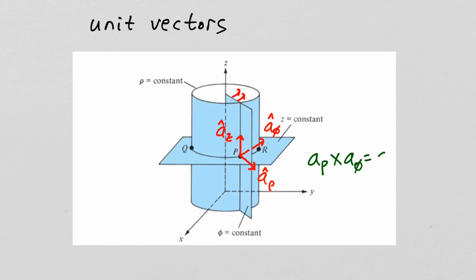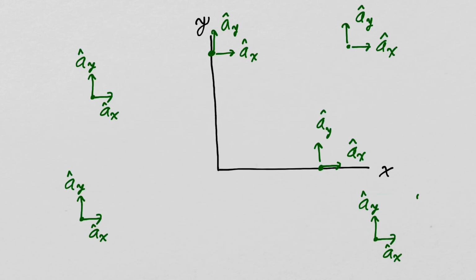It's a little more difficult dealing with unit vectors in cylindrical coordinates than in Cartesian coordinates, because their direction will be dependent on where you are in space. As we move around in space, the unit vectors in the x and y direction in the Cartesian coordinate system always point in the same direction.